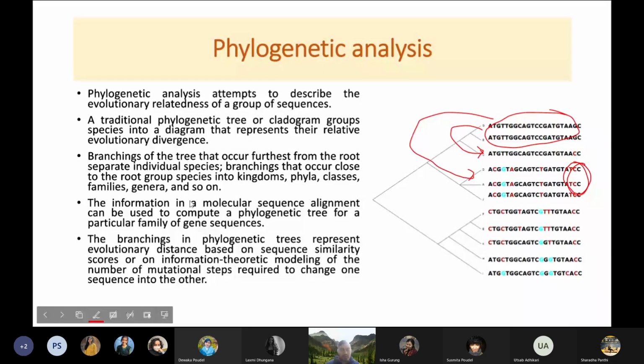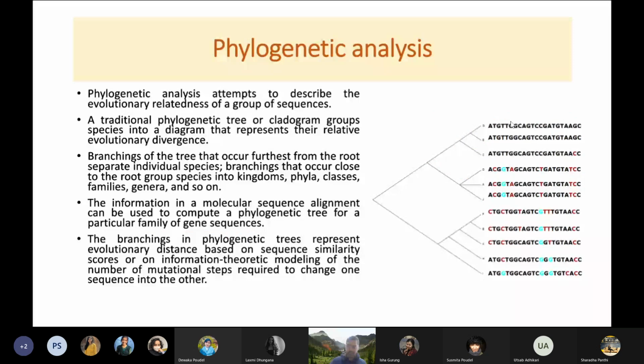The information in the molecular sequence alignment can be used to compute a phylogenetic tree for a particular family of gene sequences. So there are certain genes which can be used to do this kind of phylogenetic analysis. Not all genes can be used to infer phylogeny. The branching in the phylogenetic tree represents evolutionary distance based on sequence similarity scores or the information theoretic modeling of the number of mutation steps required to change one sequence to another. We'll also study different phylogenetic methods in our forthcoming lectures.